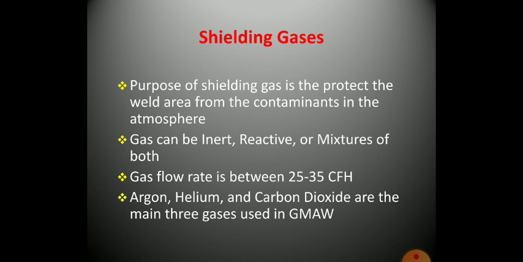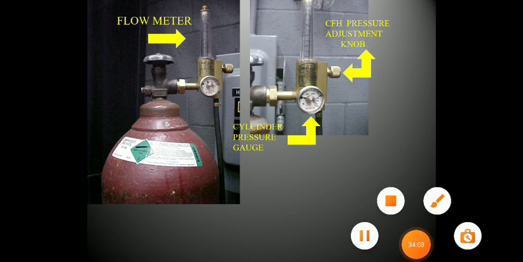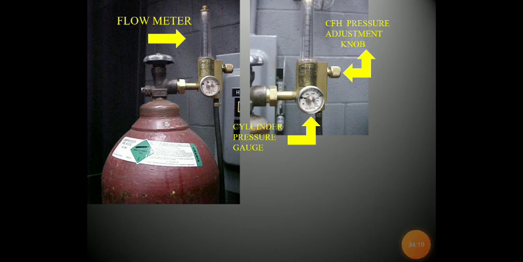The purpose of the shielding gas is to protect the weld area from contamination, and the gas can be inert, reactive, or a mixture of both. The gas flow rate can be between 25 and 35 CFH, and argon, helium, and carbon dioxide are the main three gases utilized in the GMAW process. This is the cylinder and the flow meter, and this knob is used to control the flow of gas in the system. This is all about the flow meter of the system.